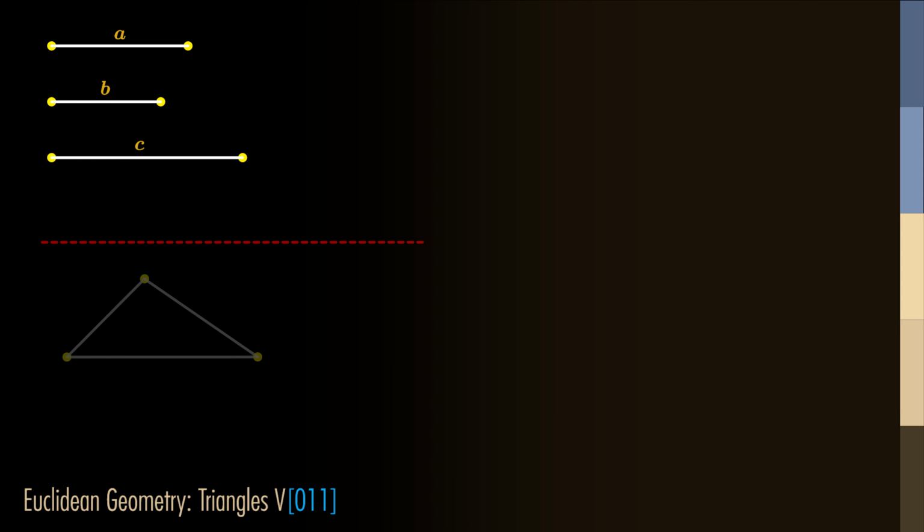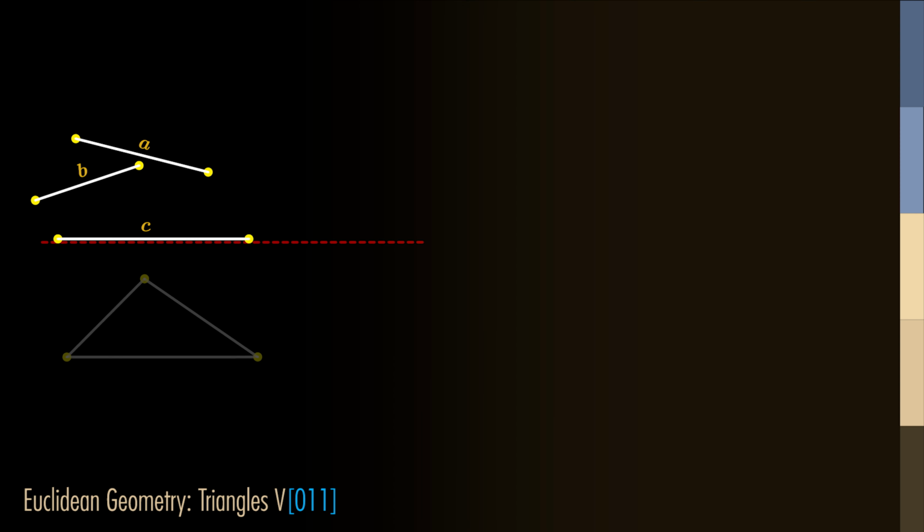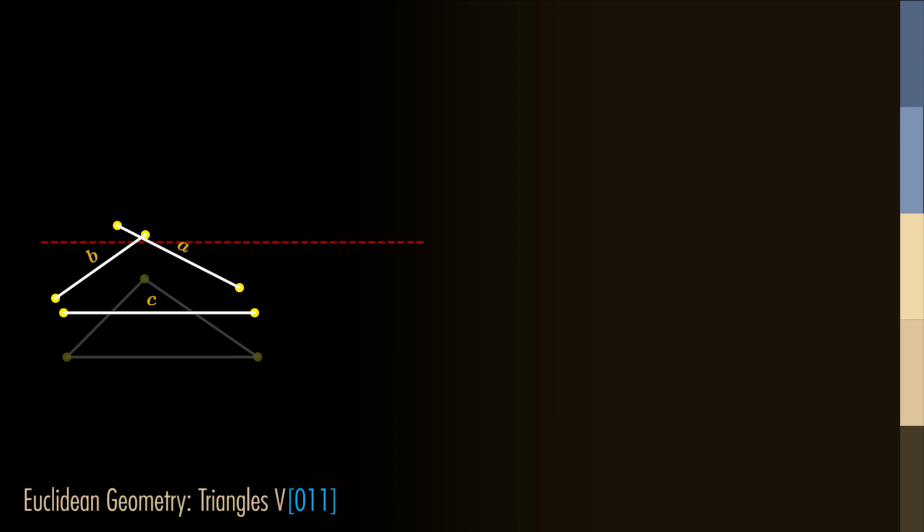Now we'll test the difference conditions. A is longer than B minus C. B is longer than C minus A, and C is longer than A minus B. The six conditions are fulfilled, so we can construct the triangle.